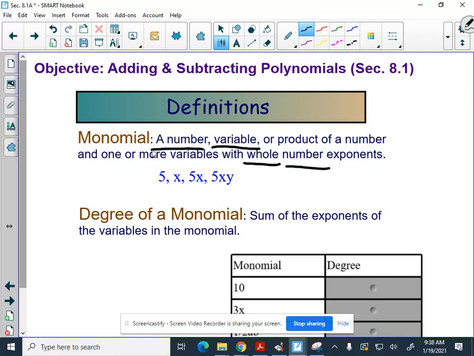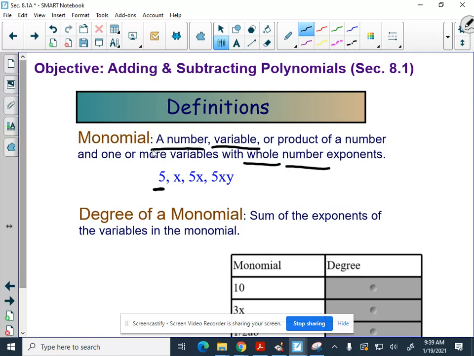So an example, a monomial. The word mono means one, singular. Anytime we talk about mono, one thing. So this has one term. These are one-term deals. A number, well, 5's a number. So -7 is a number, 8 is a number, 12 is a number. Those would be monomials.